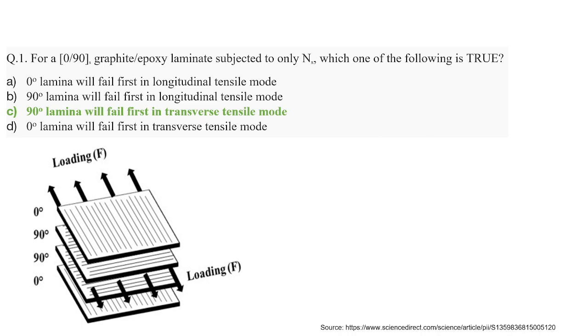Whereas the 90 degree is perpendicular to the 0 degree. So when it is subjected to a load in this direction, it will be transverse to the 90 degree fibers aligned in the laminate. As we know, the transverse tensile strength is always lesser than the longitudinal tensile strength. So for the 90 degree laminate, the tensile strength is lesser in the transverse direction in which the load is applied. Therefore, it has a higher chance of failing first. That's why the option will be that the 90 degree laminate will fail first in the transverse tensile mode.